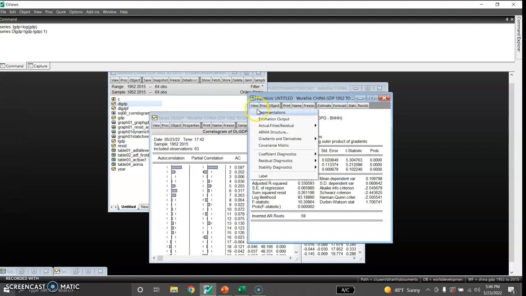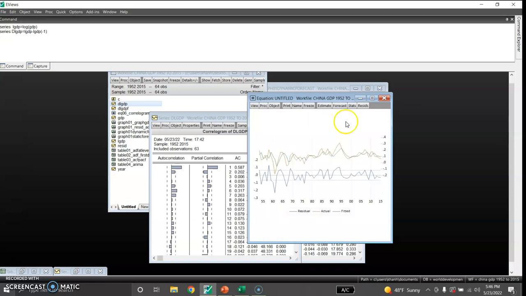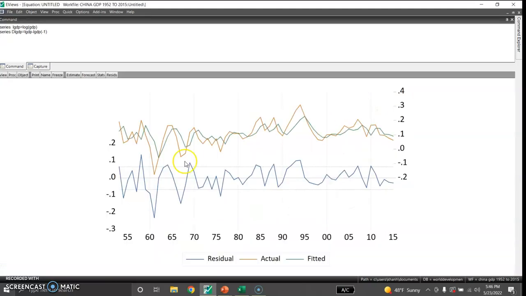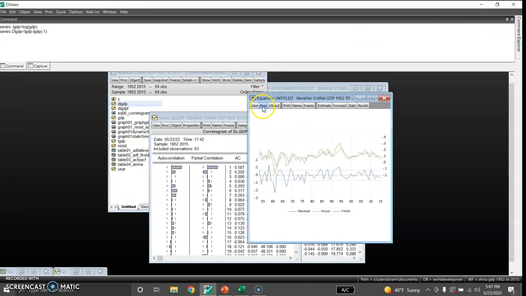After this I will show you the graph of the actual, fitted and residual, and this is the graph of the upper two lines. The red one is the actual values of the series, and the green one is the fitted values of the series, and the blue one is the residual series. And after that I will share with you the correlogram of this series.